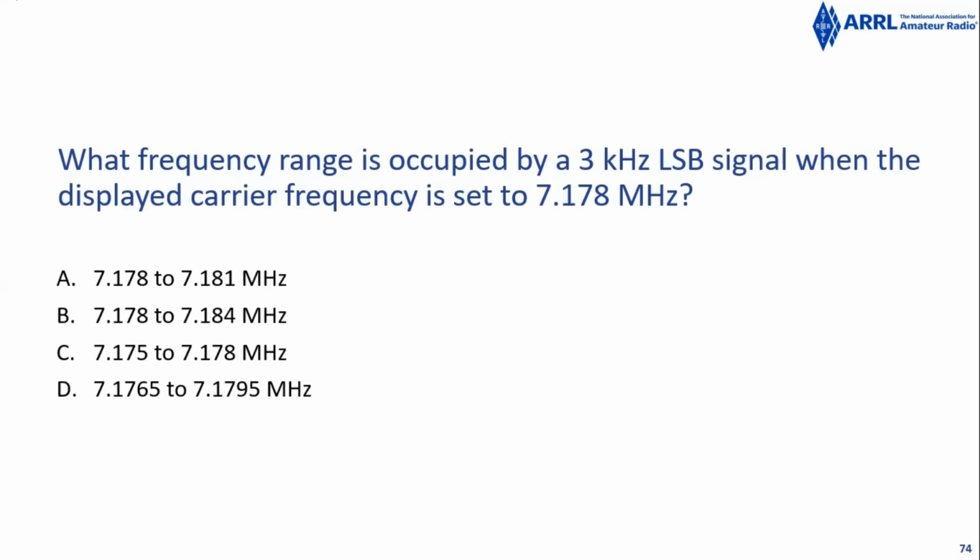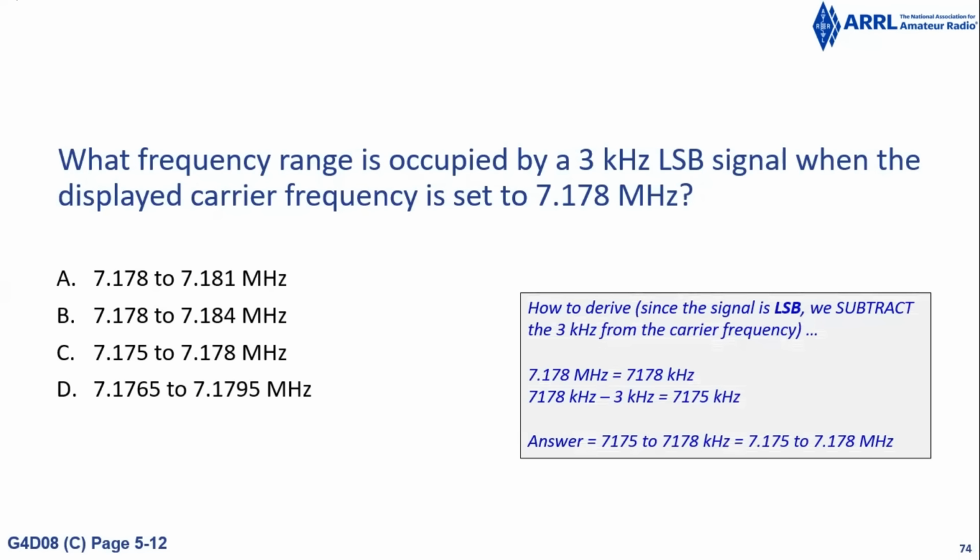What frequency range is occupied by a 3 kilohertz lower sideband signal when the carrier displayed is 7.178? It's going to be 7.175, right? It's 3 kilohertz below because it's a lower sideband.